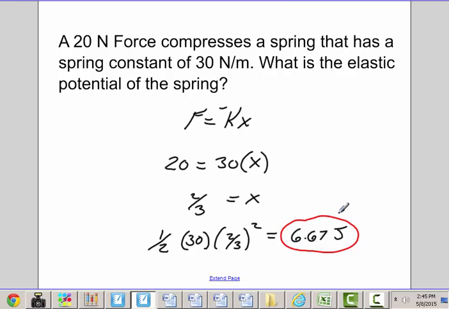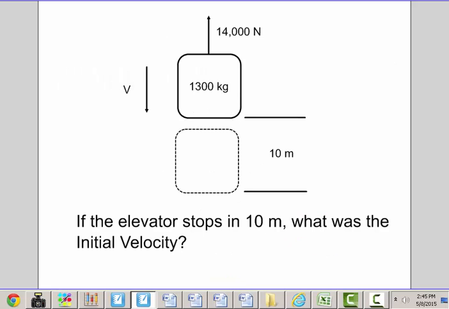Good. Okay, a problem like that, almost identical to that, just different numbers, that's all. F equals kx. Okay, the same numbers, though? No, I won't do the same numbers. That's a good idea. Elevator problem.